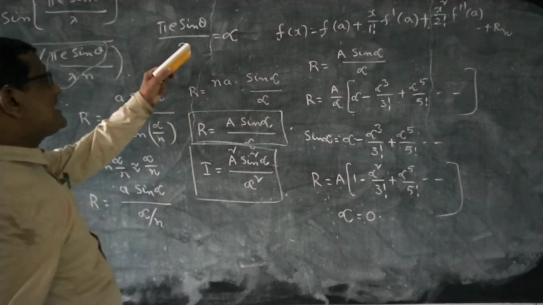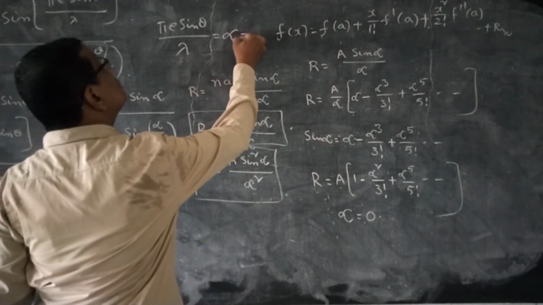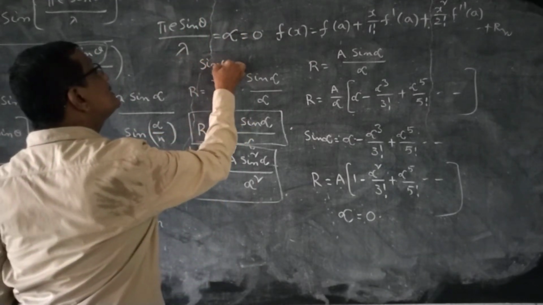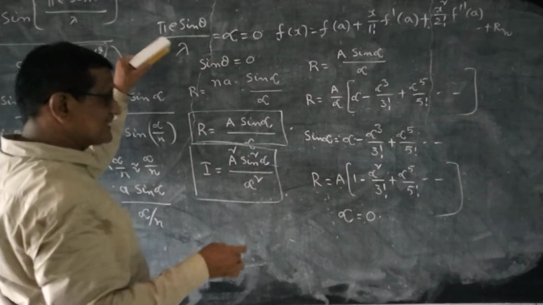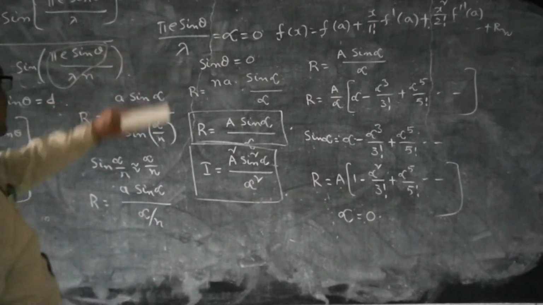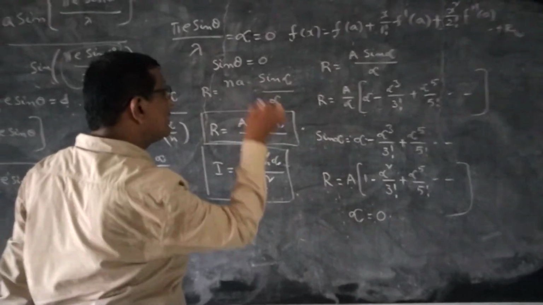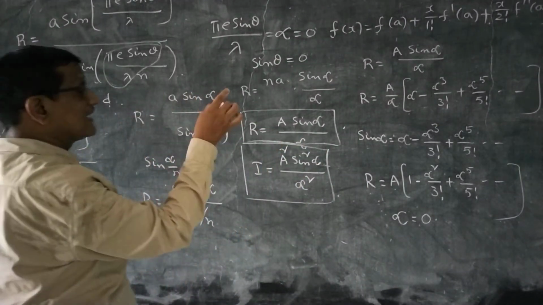Alpha means pi a sin theta by lambda is equal to alpha, which is equal to 0. That means sin theta is equal to 0. Now actually, the expression is R is equal to A sin alpha by alpha. When alpha is equal to 0, intensity is maximum, that is the central maximum.